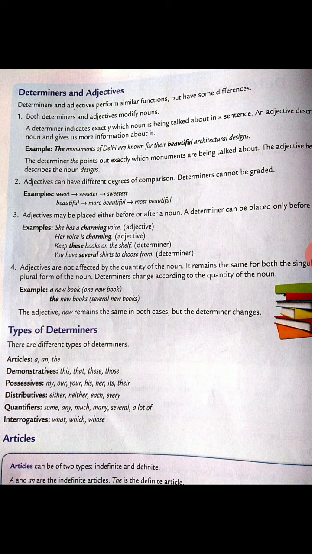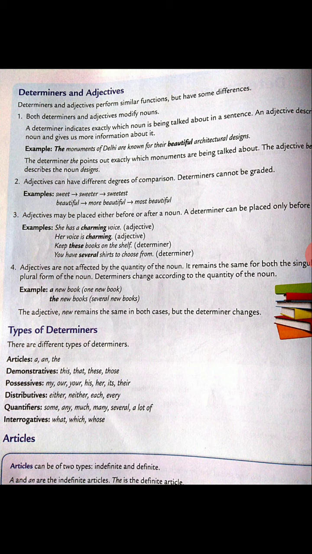A new book, one new book. The new books, several new books. So, the determiner changes, children. One single new book, you write a new book. If there are many books, several new books, children, then we use the new books. The adjective new remains the same in both cases, but the determiner changes. We use a and the. And new, which is an adjective describing the books, children, remains the same. This was the difference between determiners and adjectives.